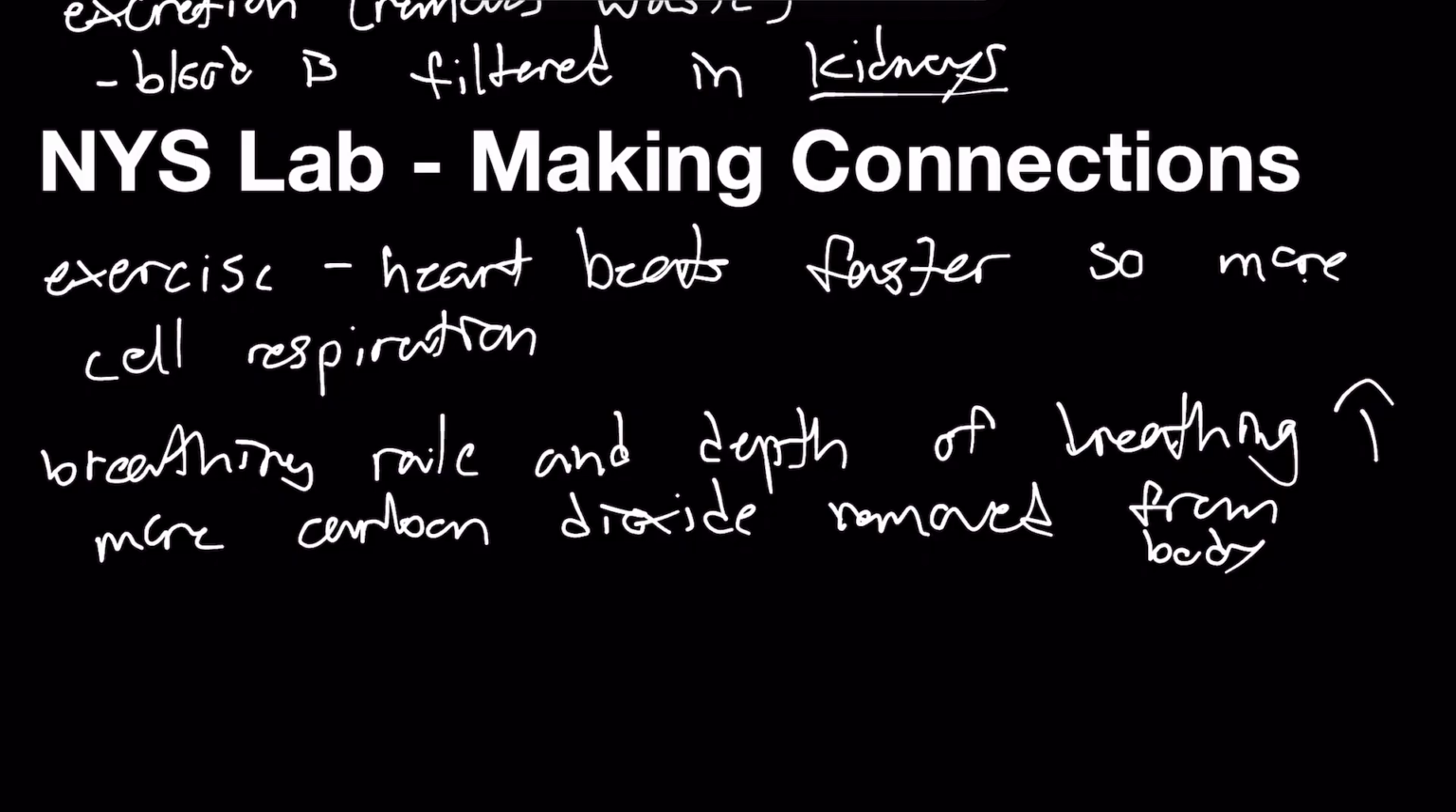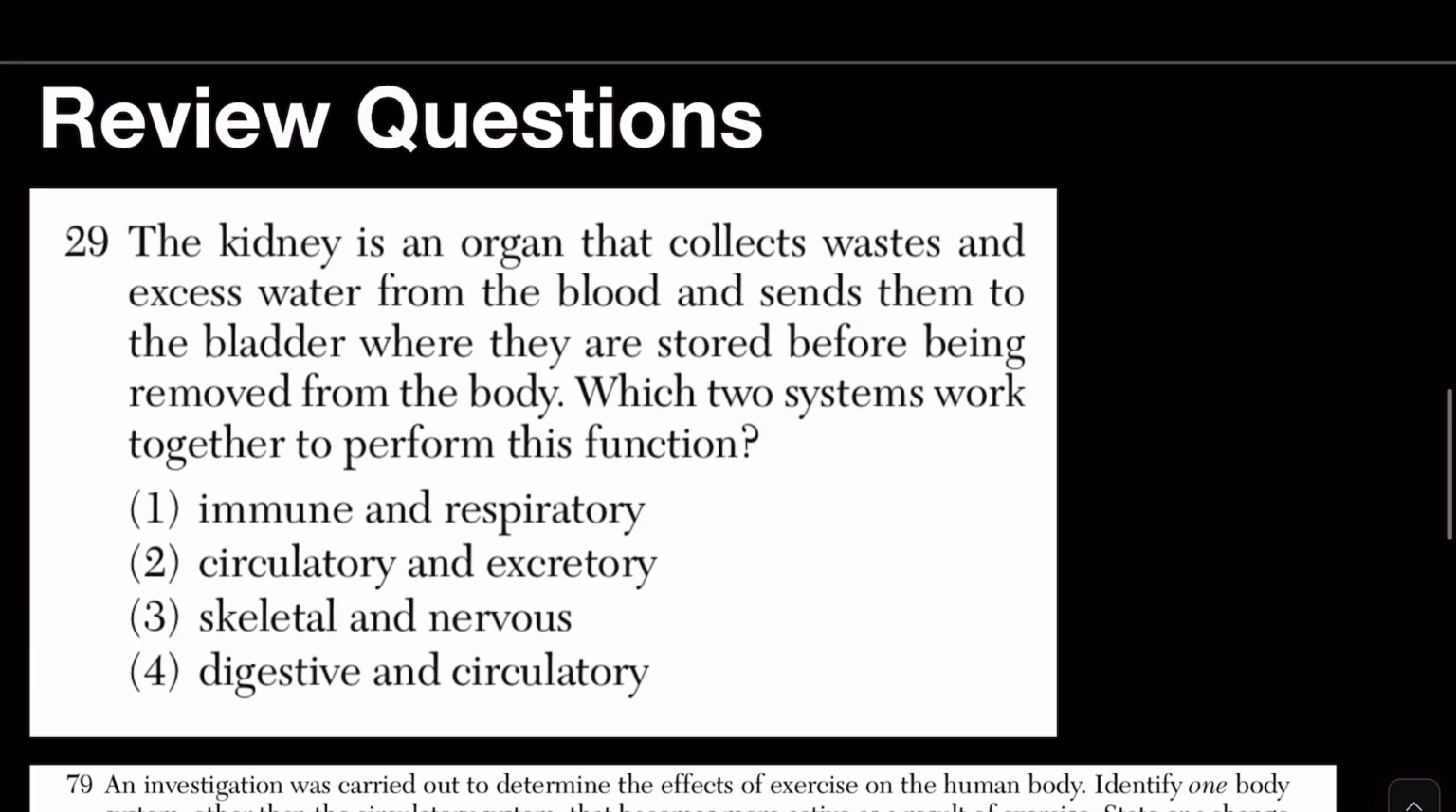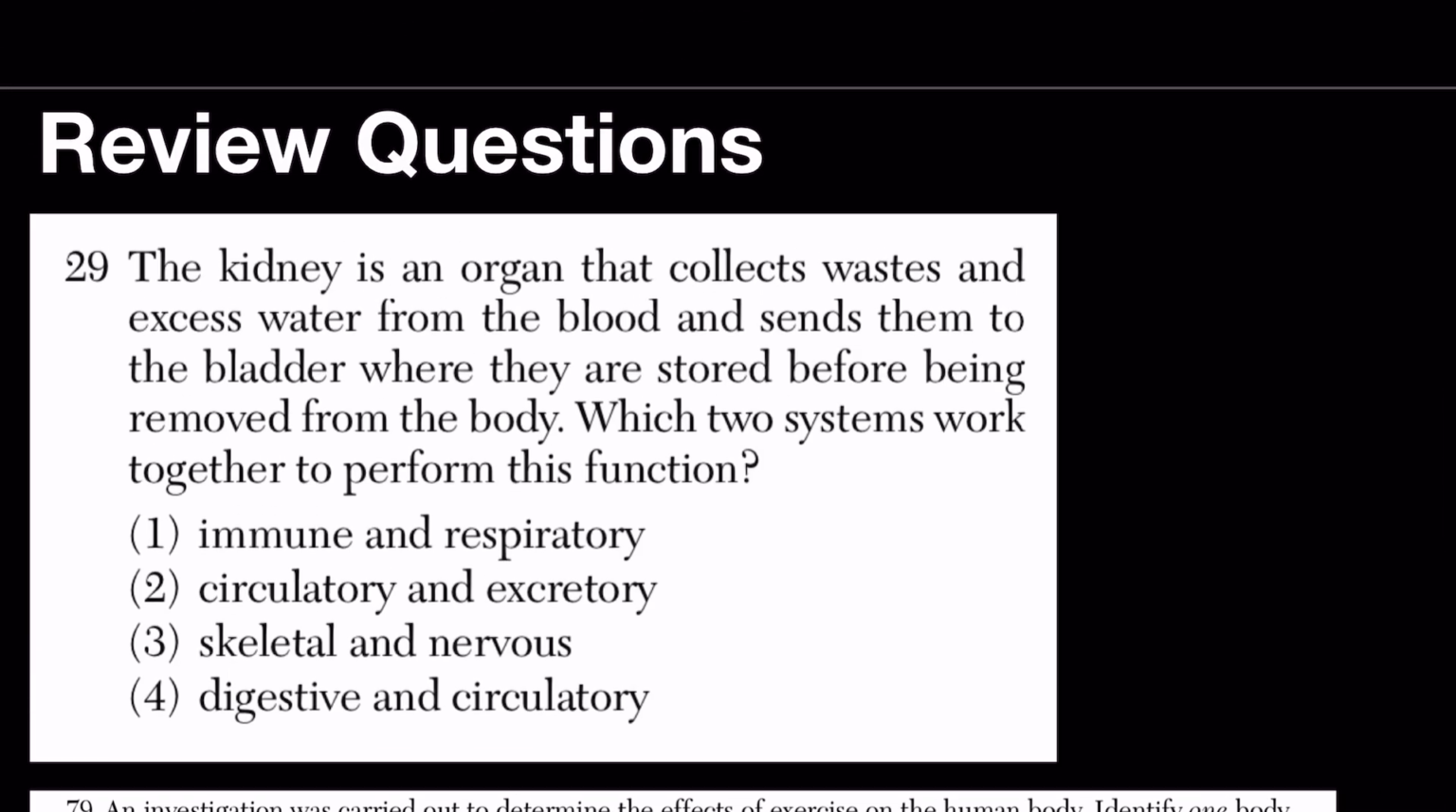So that's all we have for the lesson. So now we have some review questions. The first question is a question about the kidneys. So number 29, the kidney is an organ that collects waste and excess water from the blood and sends them to the bladder where they are stored before being removed from the body. Which 2 systems work together to perform this function?